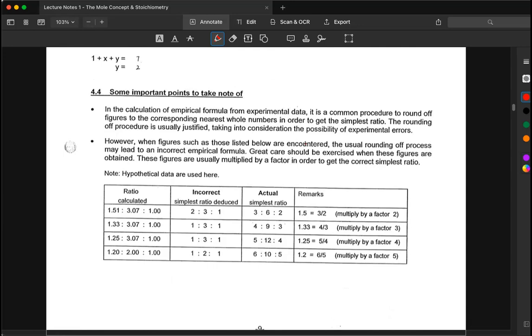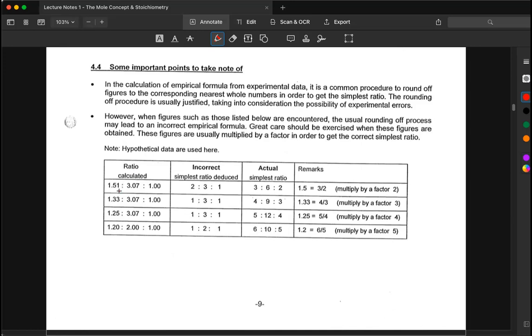Because when we measure mass, sometimes there could be impurities or mass loss during the experiment. So we need to round off, but there is a limit to how much you round off. We cannot just round off everything you want. So there is some strategy. So you need to be very careful in how to round off correctly. Okay. So for example, let's say you have the ratio of the amount of the element in the compound to be, let's say this one, 1.51, 3.07, and 1.